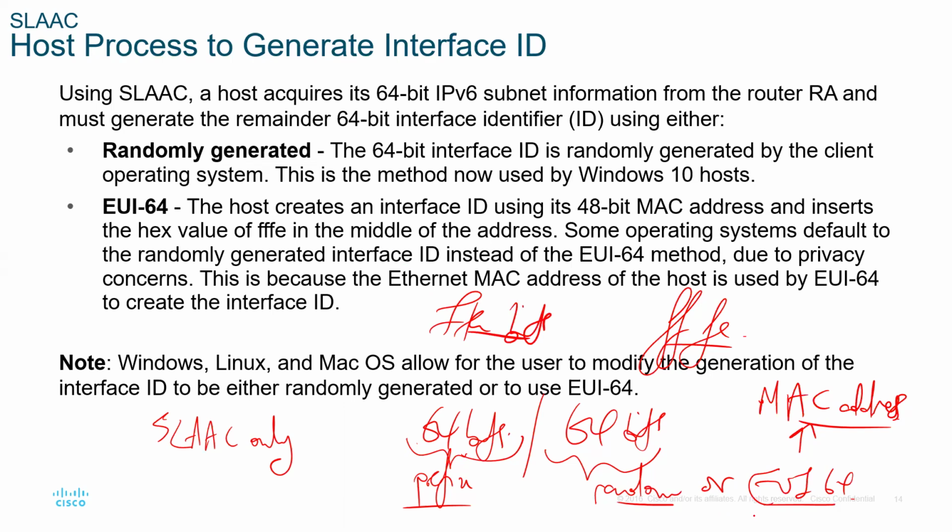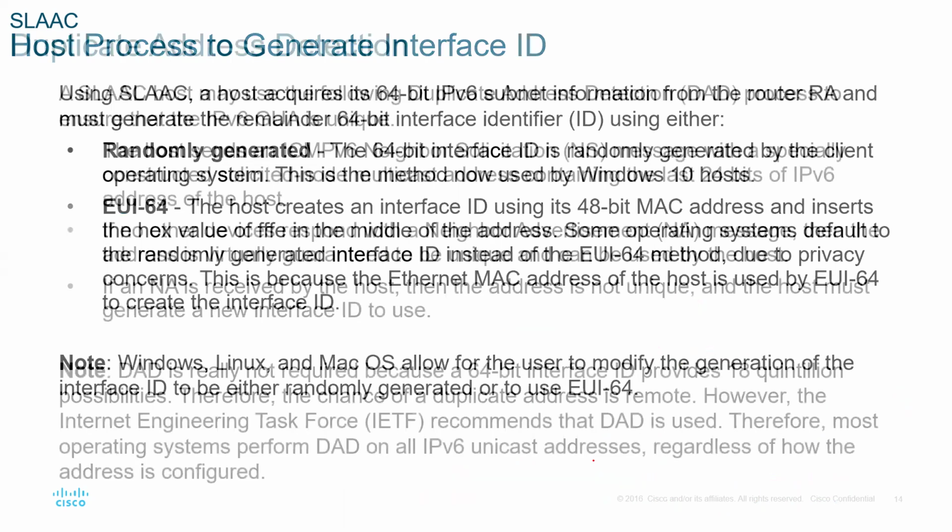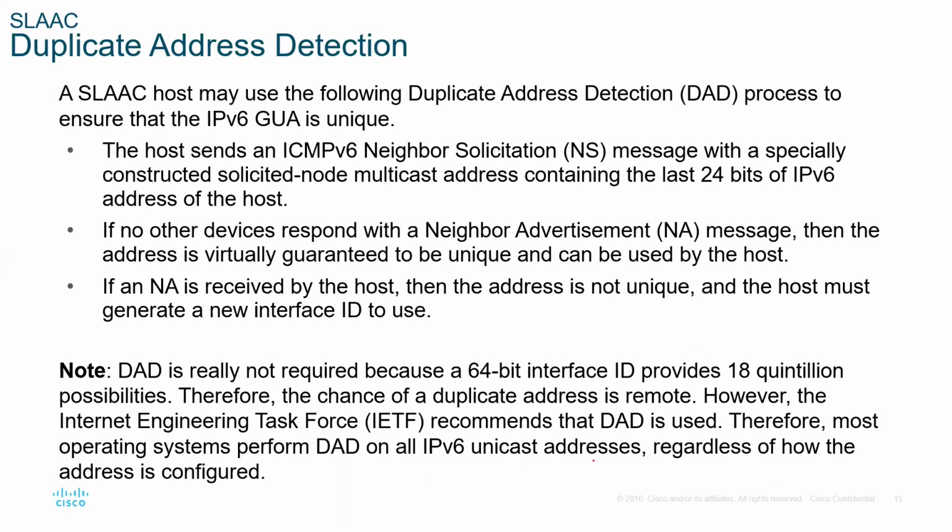That's how you get these 64 bits. Because the MAC address has 48 bits, if you add FFFE, which is 16 bits, 48 plus 16 should give you a total of 64 bits. So this is sort of revision, I would think. This is how the interface ID is generated.